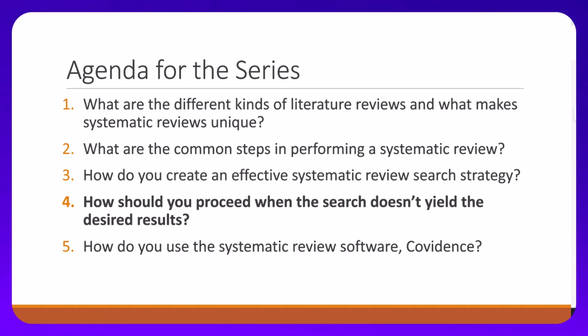In the prior video, I talked about how to create a proper systematic review search strategy. In this video, I want to talk about the fourth question here, which is what you should do when that search strategy doesn't work out as planned.